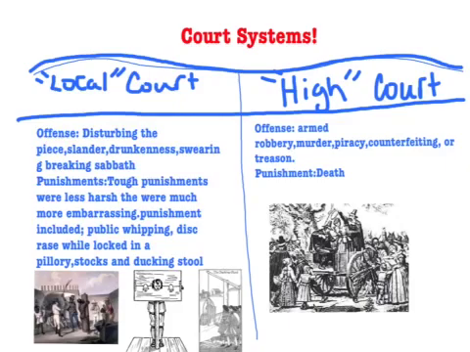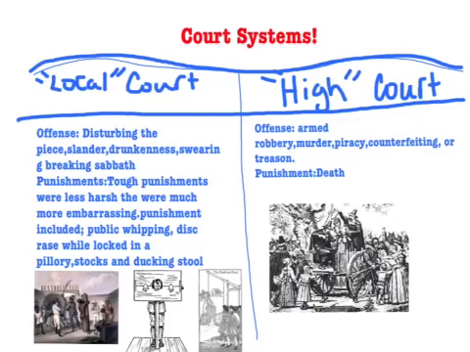So let's talk about local courts. Some offenses that will put you in local court are disturbing the peace, slander, drunkenness, swearing, or breaking the Sabbath. And though it's a local court, they still have some pretty embarrassing and harsh punishments.